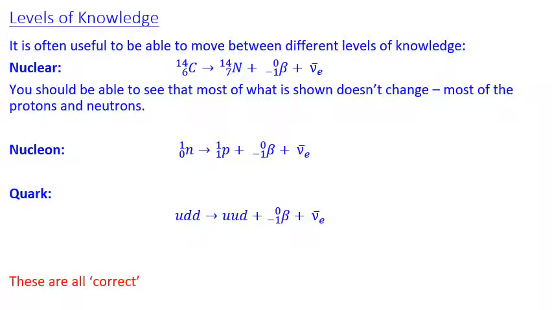But we could think about it on a quark level too. Up, down, down turns to up, up, down. So we could say that the first up, well, nothing changed just there, that remained. And the last down, nothing changed there either. That just stayed the same. So what really happened was a down turned into an up. They're all correct views of this decay, and picking the most useful one to explain whatever question you're trying to explain is a skill for A-level.